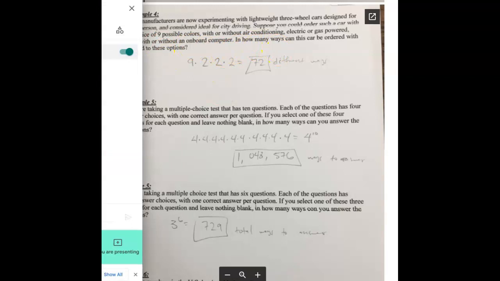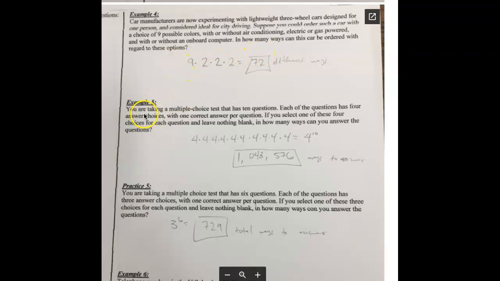So in how many ways can this car be ordered with regard to these options? Well, you have 4 choices to make. The color, and there's 9 different colors. And then, do you want AC or not? That's 2 options. This two right here is, do you want a gas or electric? That's 2 options. And then this last one is, do you want it with or without an onboard computer?